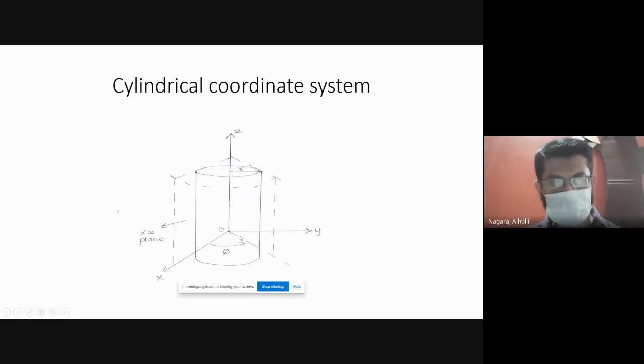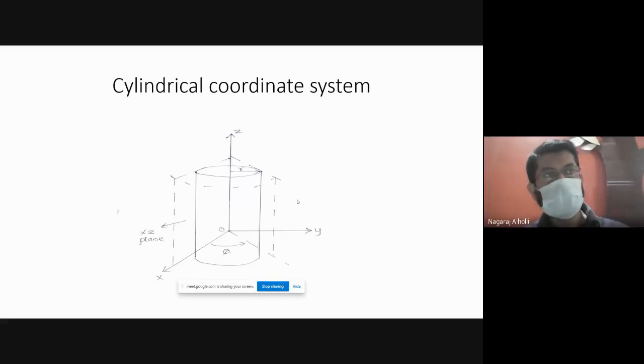x to y is the xy plane, y to z is the yz plane, and x to z is the xz plane. I told you all that you have to consider the corners of a room. We consider the three corners of a room. One side you take as x, another as y, and the perpendicular one you take as the z axis.